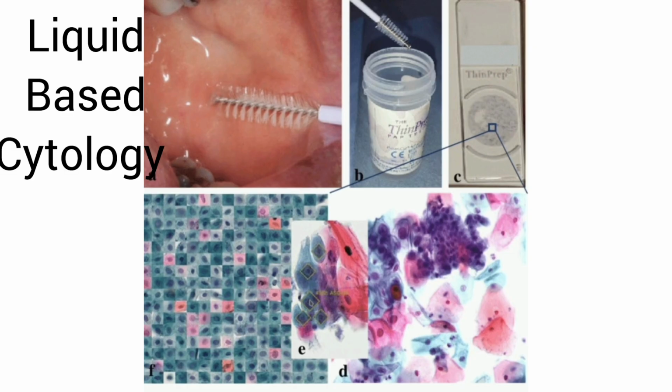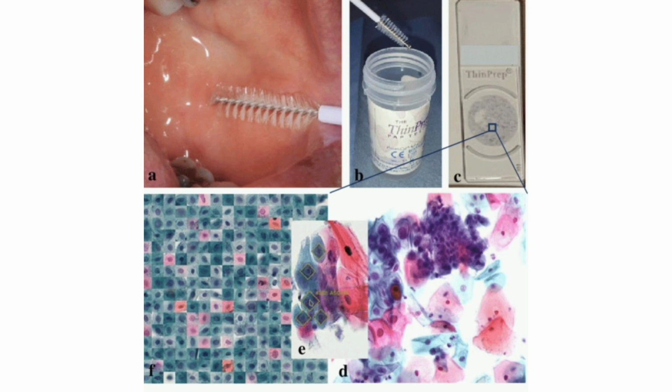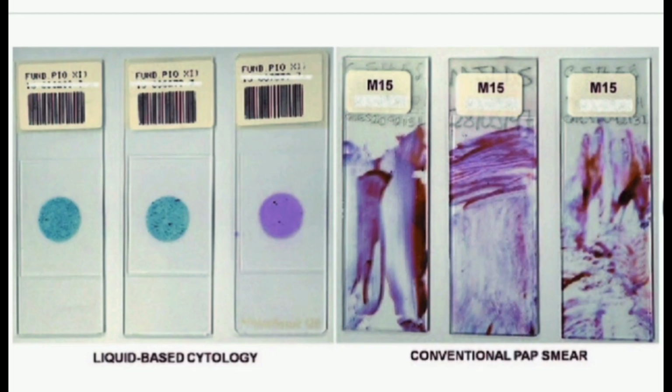Then a paradigm shift was seen in pap smear when the conventional pap smears were upgraded to liquid-based cytology. On the left-hand side, you can see slides of liquid-based cytology, and on the right-hand side, you can see slides of conventional cytology. In the liquid-based cytology, the background of mucus and RBCs, which have confounding effect on reporting, is not there.